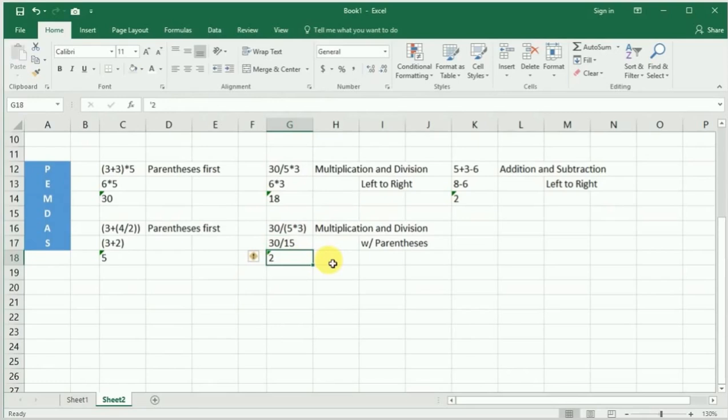Last, our addition and subtraction left to right. In this example, 5 plus 3 equals 8, and then 8 minus 6 equals 2.